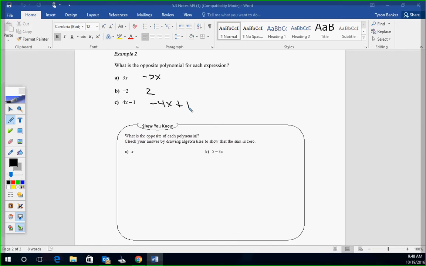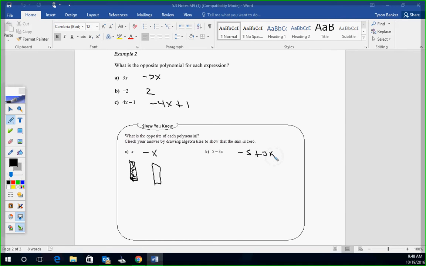Okay, so Duffy, what's the opposite of a positive x? Correct. And so if I was to draw these, you'd have a positive x, and then the opposite is just the white one. Okay. And Caden, what about the opposite of 5 minus 3x? It would be negative 5 plus 3x. Right.